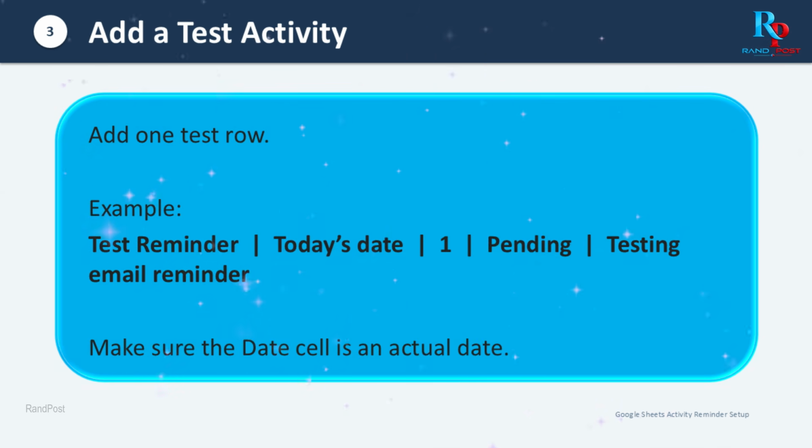Step 3. Add a test activity. For example, add the activity like Test Reminder, today's date, 1, Pending, and Testing email reminder in the first row under the headings. Make sure the date cell is an actual date.